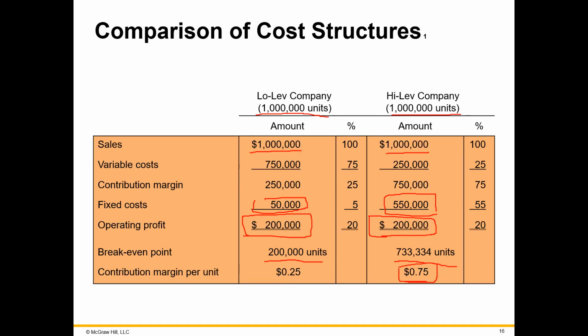So if we could accurately predict what future revenues will be, and if we predict that both of these companies will be selling the same amounts in the future, selling 1 million units every year, then we can see that it doesn't really matter which cost structure we use, we get the same amount of operating profit. But what if we predict that revenue and the number of units sold are going to increase? So let's say that sales increase by 10% or $100,000.